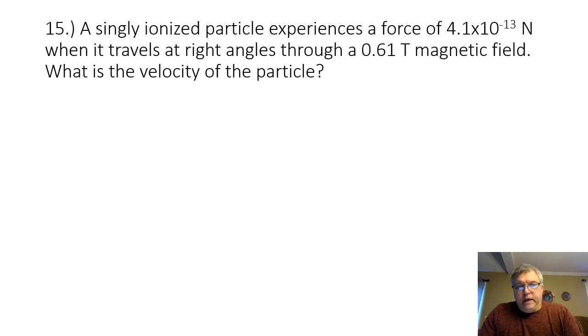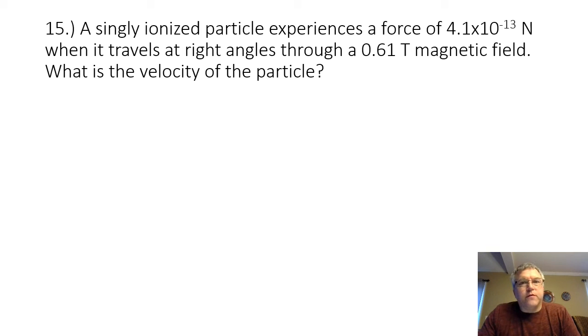Problem 15. In this problem, we are given a singly ionized particle which experiences a force of 4.1 times 10 to the minus 13th newtons when it travels at right angles through a 0.61 Tesla magnetic field. They want to know what is the velocity of the particle.